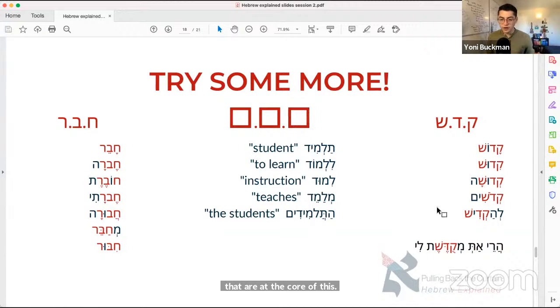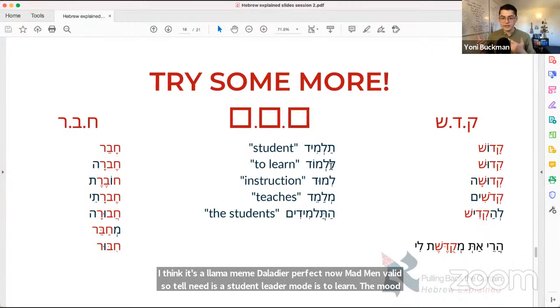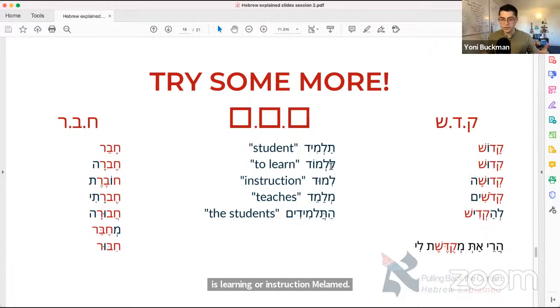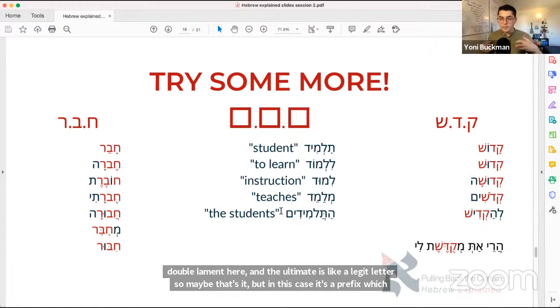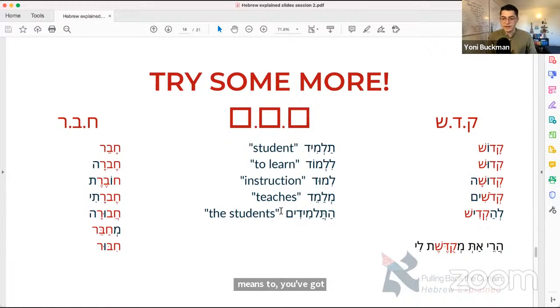Now, this is hard, right? Because again, you've got this double lamed here, and the lamed is a legit letter, so maybe that's there. But in this case, it's a prefix, which means two. You've got vowels in between. So nice job, Michael. This is the core of understanding Hebrew. And you can see how the word for a student and the word for someone who teaches, their meaning is connected, right? And it makes sense that the same word for a teacher would also be a similar word to one who is learning.